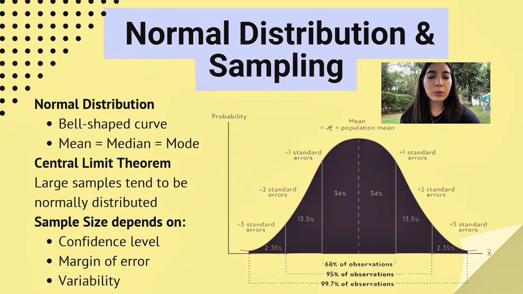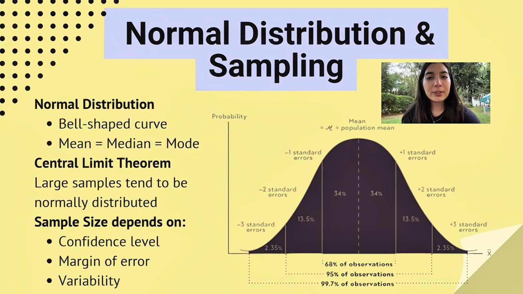Next, we have the central limit theorem. This theorem tells us that when we take large samples, their distributions tend to become normal, even if the original population is not normally distributed. This is very important because it allows us to make statistical inferences.